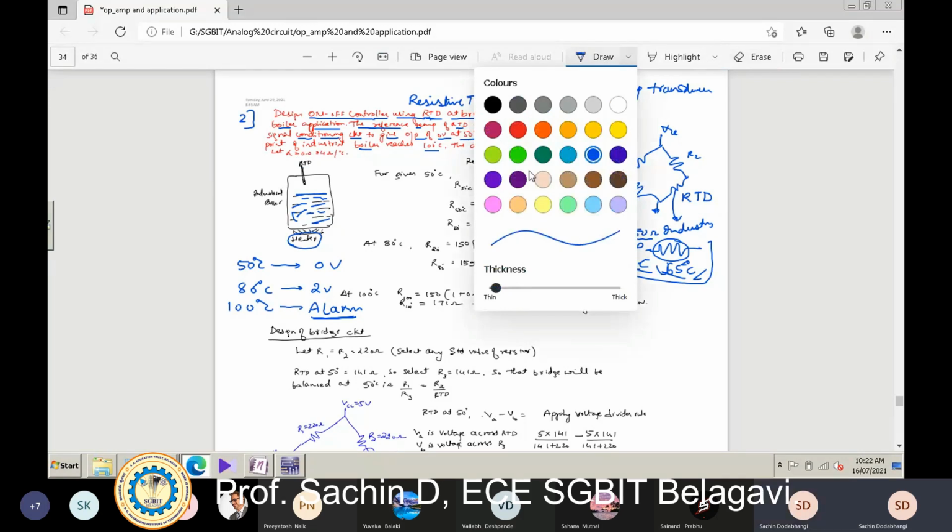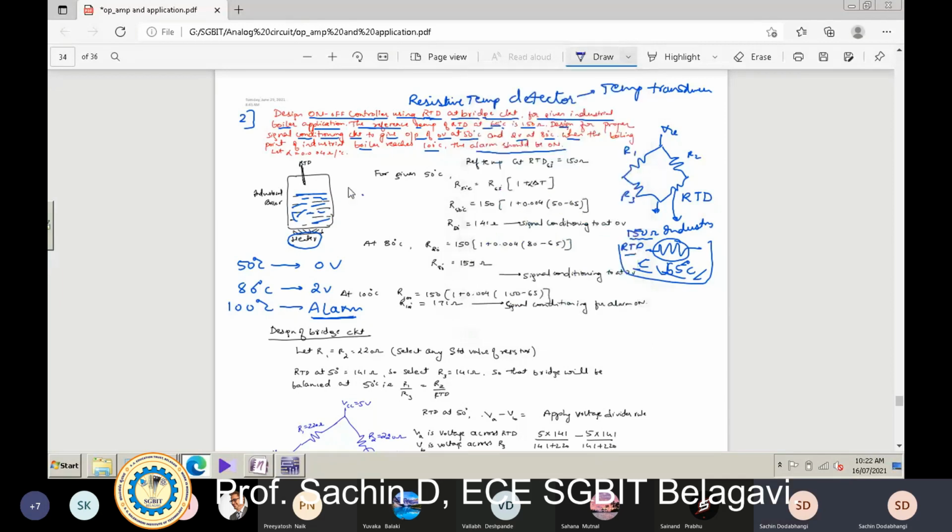So that alpha value, you can see that alpha is constant. The temperature coefficient is 0.004 ohm per degree centigrade. It means the RTD resistance will change for every 1 degree rise in temperature. How much will the resistance change? For every 1 degree rise in temperature, the resistance will change by 0.004 ohm.